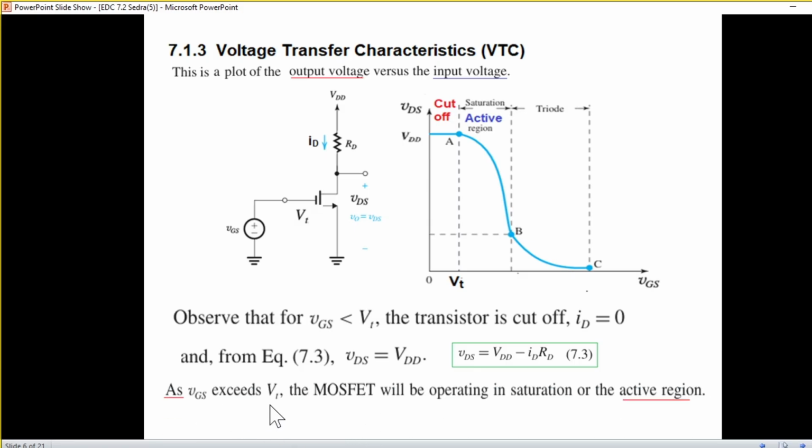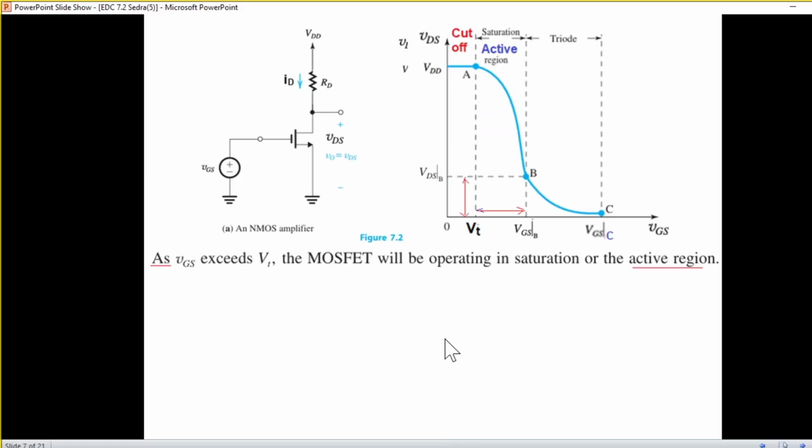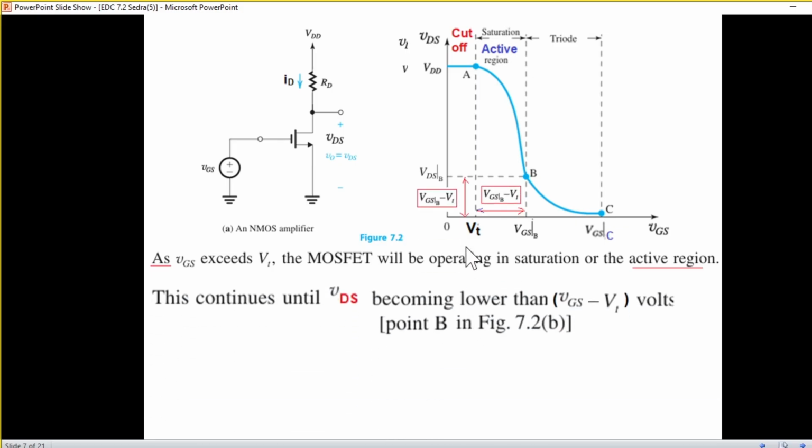As VGS exceeds VT, that means we're going here, the MOSFET will be operating in the saturation or active region, and further away it will go to the triode region. A point to note: when VGS exceeds VT, the MOSFET operates in the saturation or active region that we have already discussed. This will continue until VDS becomes lower than VG minus VT.